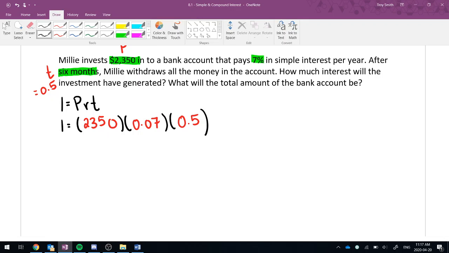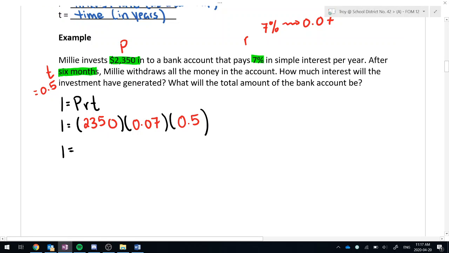All right. So we'll go down, grab our calculator here. I don't even know what this equals. I have to use it myself. So 2350 times 0.07 times 0.5 is going to give us $82 and 25 cents. Okay, so after 6 months, Millie would have made a free $82.25 for just letting her money sit there. So that's the answer to the first question.